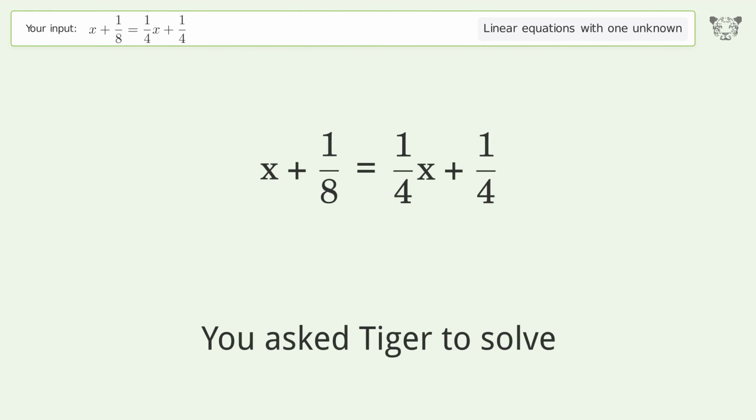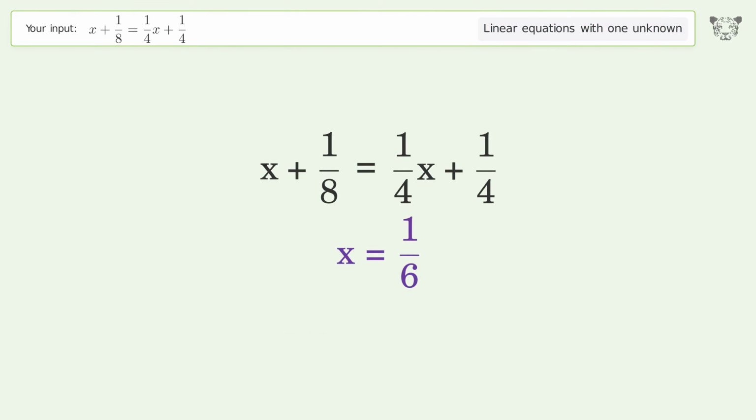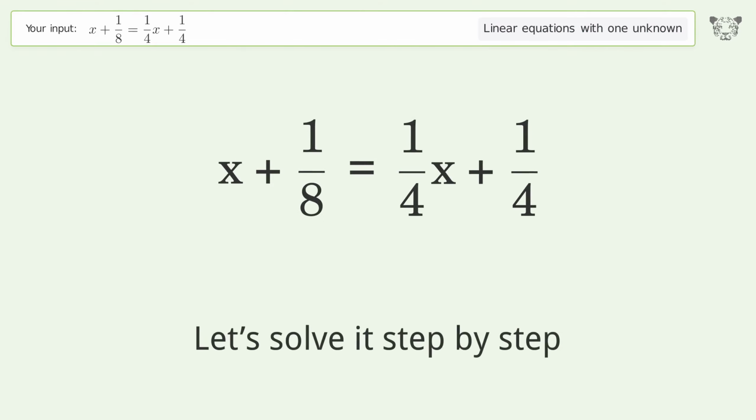You ask Tiger to solve. This deals with linear equations with one unknown. The final result is x equals 1 over 6. Let's solve it step by step.